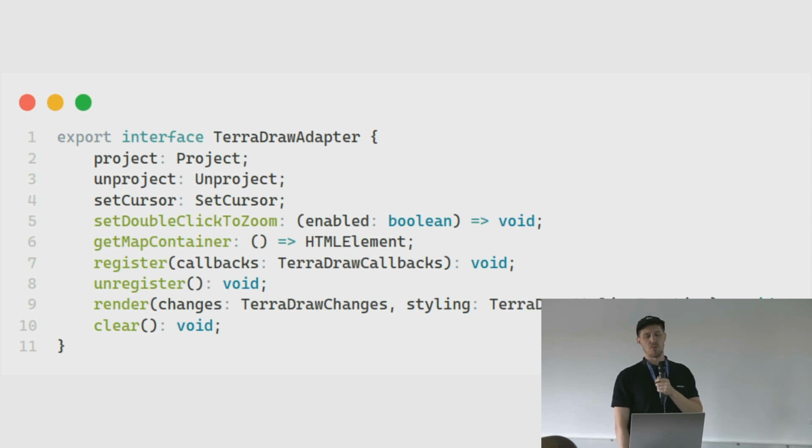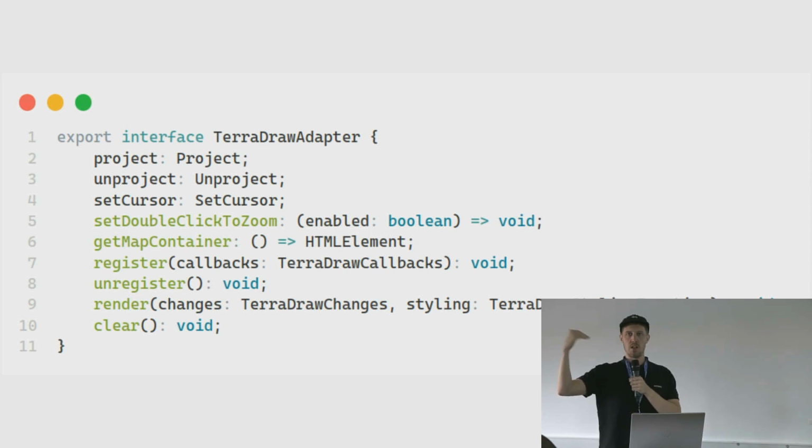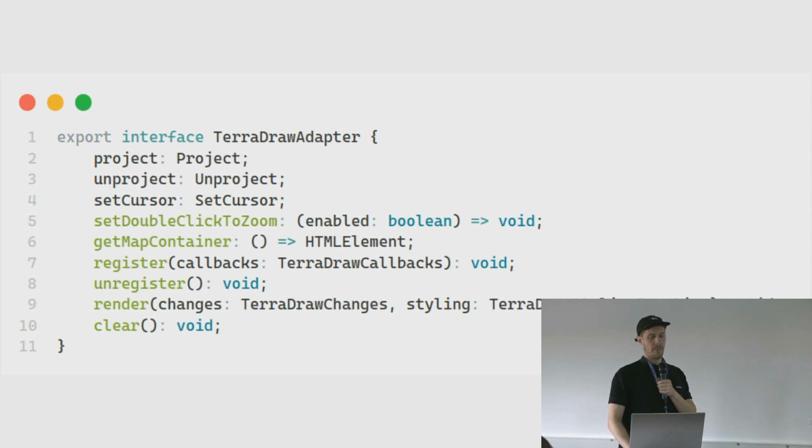The only other really interesting one is render, which is how you actually take the geometries that are inside Terra Draw and render them. You basically update the layers in the mapping library to put them on the map. So yeah, if you wanted to, we could write another adapter for, I don't know, Apple MapKit or some other, maybe Cesium. Although that gets slightly more complicated when you start to do things in 3D.